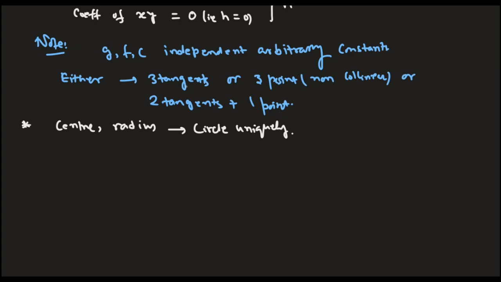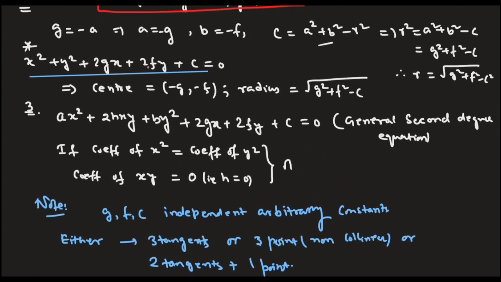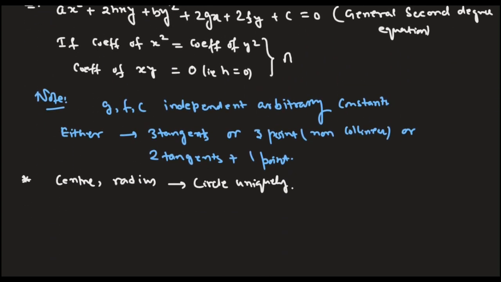Now, like a quadratic equation, we have the nature of the roots. Here we also have the nature of the circle. So now, the nature of the circle, from where we get it, this is our point number 4. So here I am taking the nature of the circle.